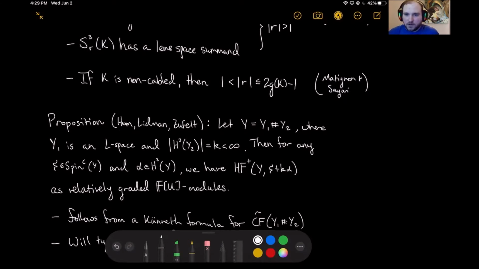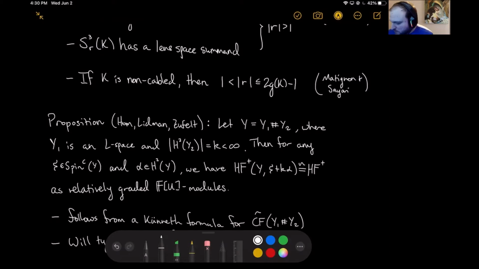The breakdown is you suppose that Y is given as the connected sum of some Y1 and Y2. Y1 is an L space. Well, we'll be applying it: Y1 is a lens space on the nose. And Y2 has a finite rank of H1 over 2. In this case, they have this periodicity result, which they show for HF plus, but will then also hold for HF hat.